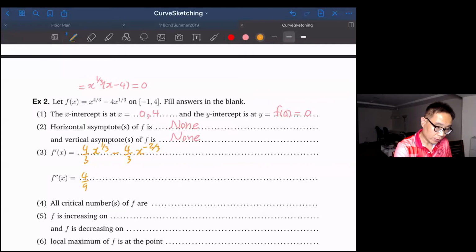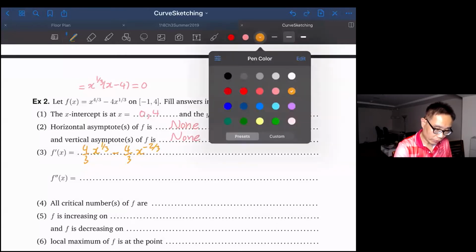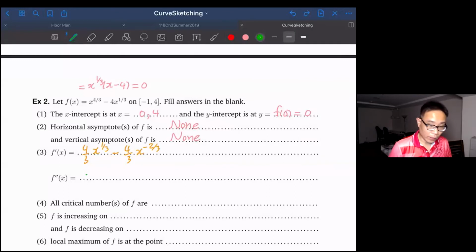Let me change the color a little bit. So it's going to be 4/9 x to the -2/3, plus 8/9 x to the -5/3.